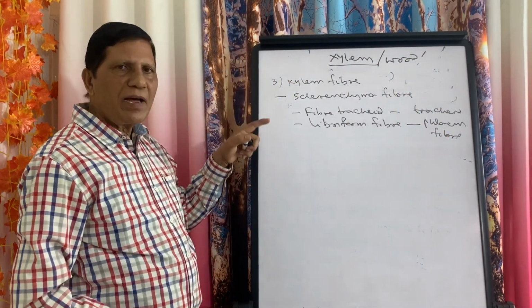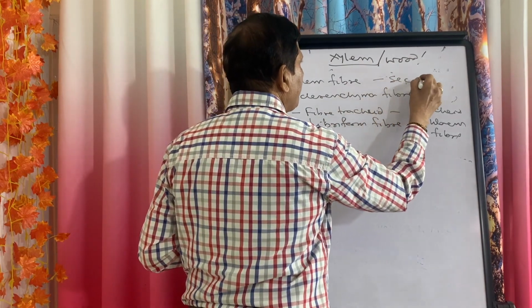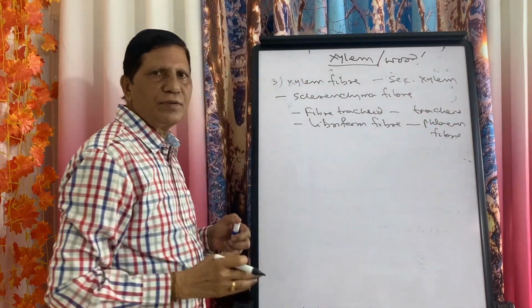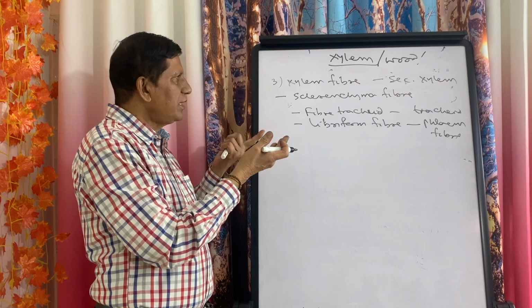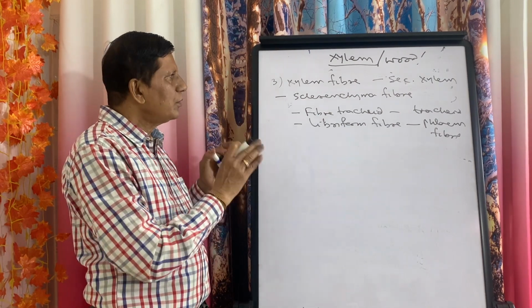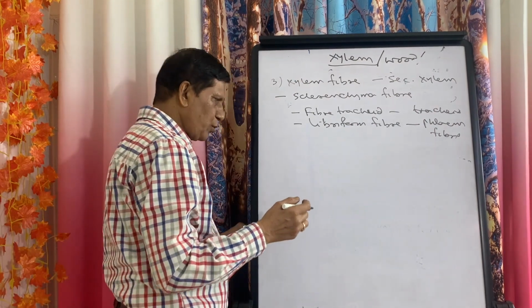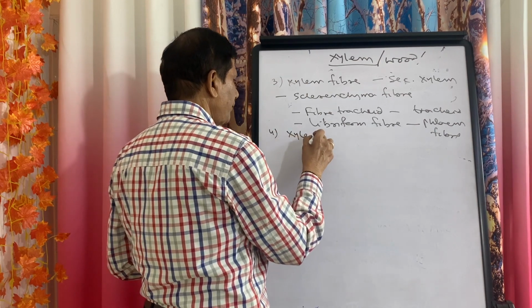But this xylem fiber is mostly present in secondary xylem. It is present in secondary xylem and absent in the primary xylem. And it is a dead tissue. It is associated with the tracheids and vessels. So its main function is only to provide strength. Then the fourth one is known as xylem parenchyma.